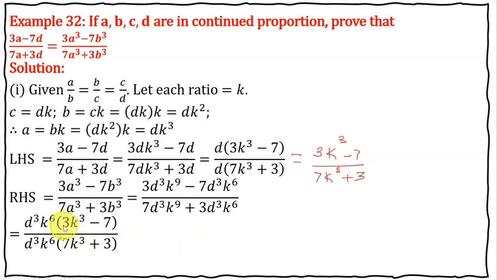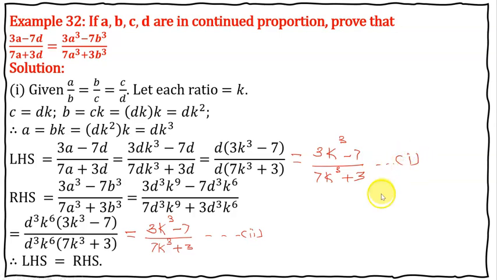Then in bracket you will get 3k cube minus 7 upon 7k cube plus 3. d raised to 3 into k raised to 6 upon d raised to 3 into k raised to 6 get cancelled, and therefore after cancellation we get (3k cube minus 7) upon (7k cube plus 3), and this is the second one, this is the first one. Therefore from 1 and 2, LHS is equal to RHS and hence it is proved.